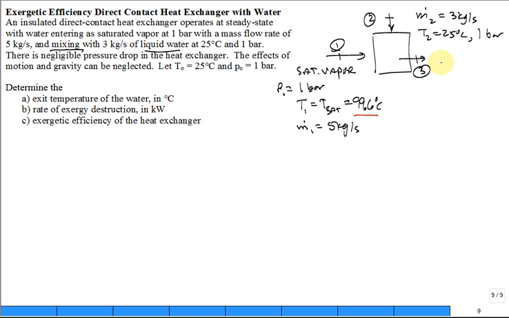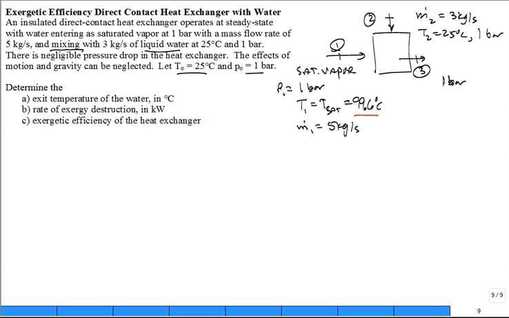Okay. There's negligible pressure drop in the heat exchanger. So we know that everything is 1 bar coming out, going in. So no pressure changes. And neglect effects of motion and gravity, so kinetic and potential energy effects are negligible. Dead state temperature and pressure, common. Determine the exit temperature of the water.